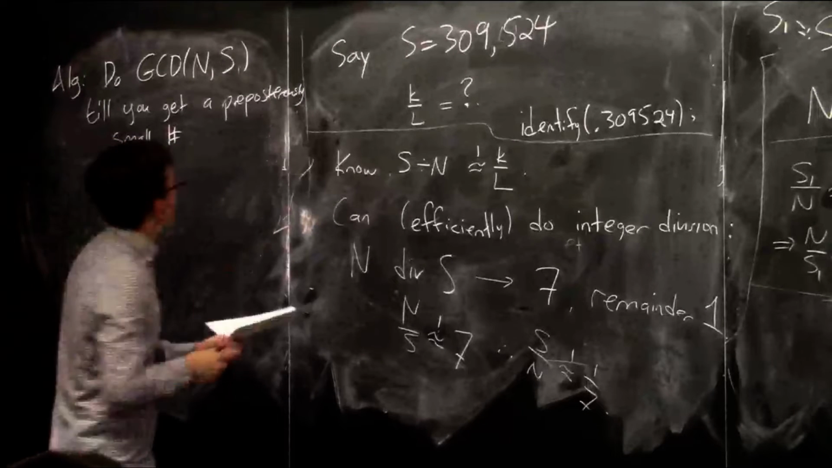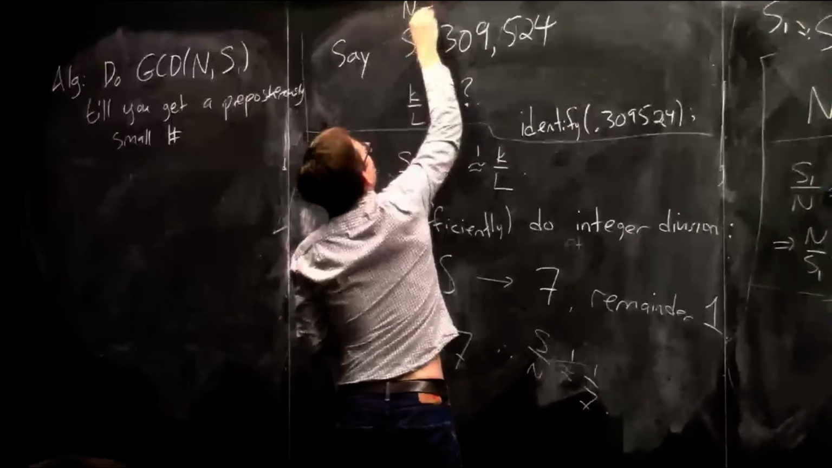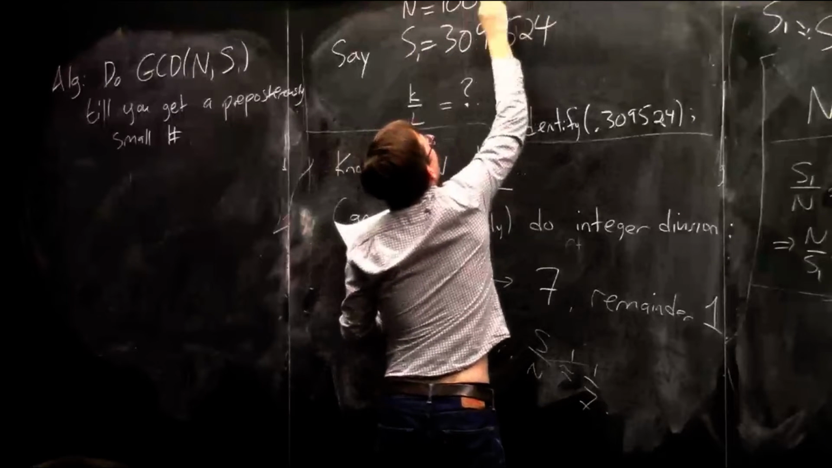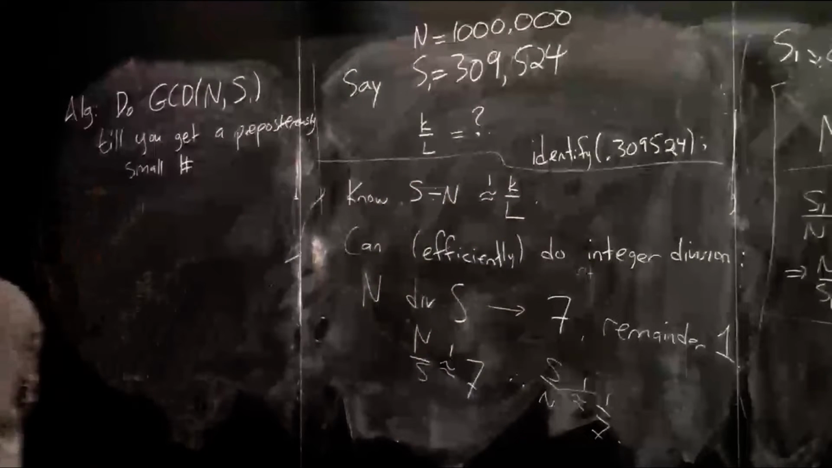So let's do it with this S, actually, and N was 1,000,000. Now I'll actually do Euclid's algorithm here.